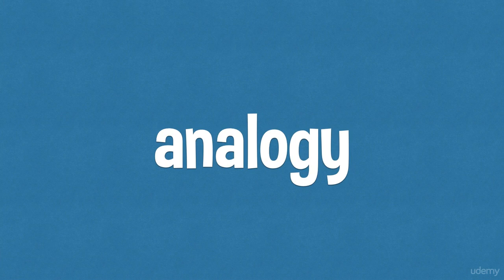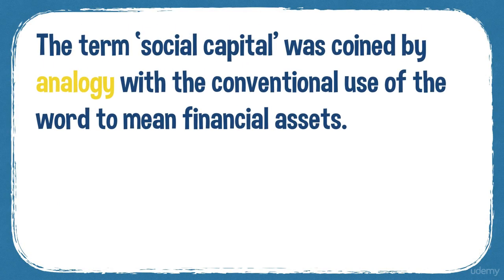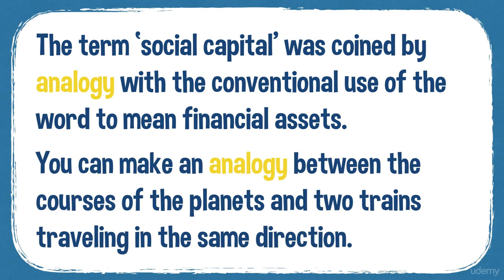Analogy. If you make an analogy, or if you draw an analogy between two things, then you are saying that they are similar in some way. It's a very formal word used in formal writing. So, for example, the term social capital was coined by analogy with the conventional use of the word to mean financial assets. So there's a connection being drawn between social capital and financial assets.